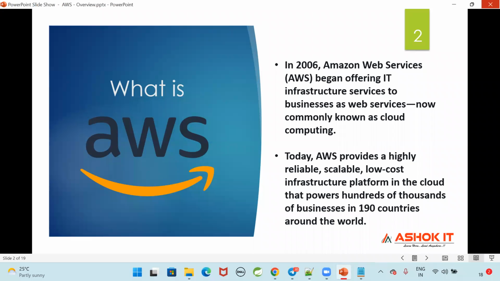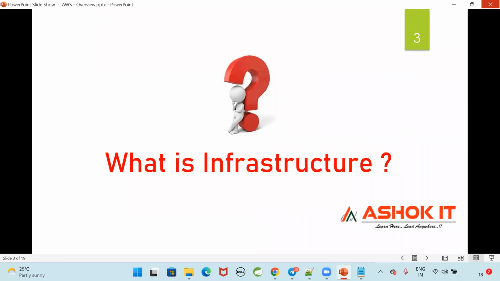AWS stands for Amazon Web Services. AWS provides infrastructure through the internet. Whatever infrastructure you need to set up your project, you can take from the AWS cloud. So 190 plus countries use AWS infrastructure for developing and running their applications. Okay, fine. AWS provides infrastructure. Sir, what is the meaning of infrastructure? What is infrastructure first of all?